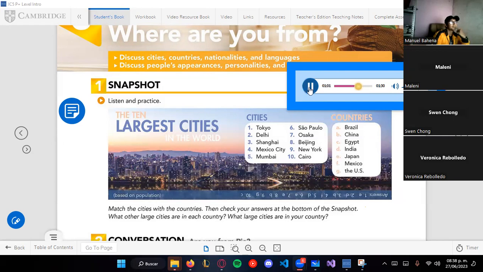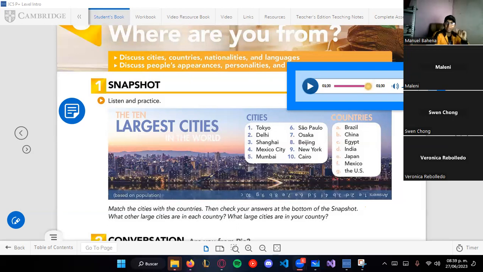Countries. A. Brazil. B. China. C. Egypt. D. India. E. Japan. F. Mexico. G. The U.S.